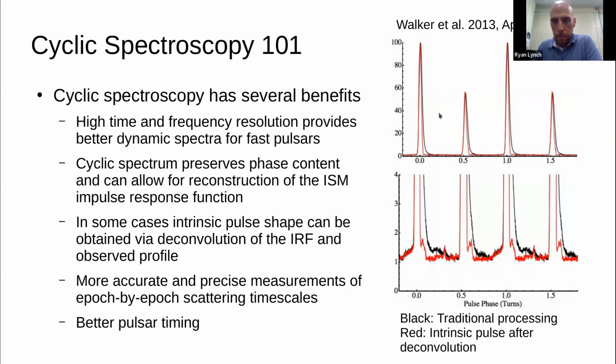And so this is data from a paper by Mark Walker, and you can see here that the black is the pulse profile of B1937+21 with traditional processing, and then the red is the reconstructed intrinsic pulse profile. And you can see these very fine features in the pulse profile that normally would not be visible due to scattering. And this is important for pulsar timing because it's these types of very narrow features that allow us to obtain more accurate pulse times of arrival.